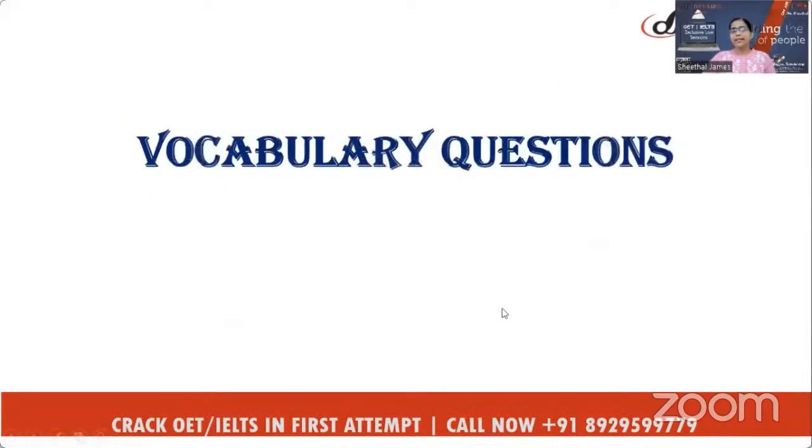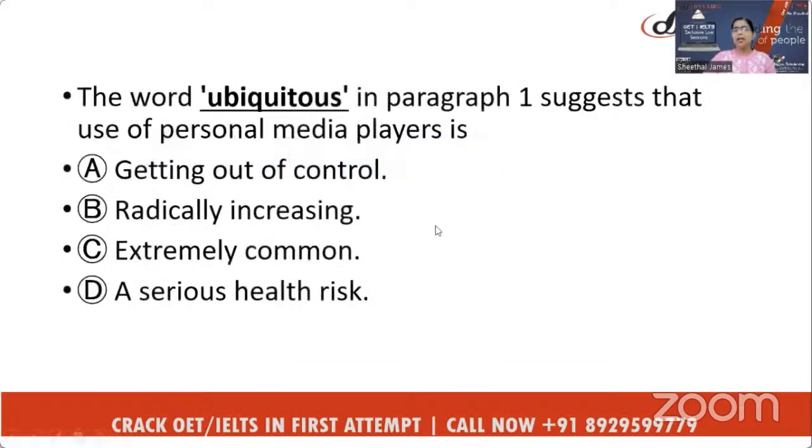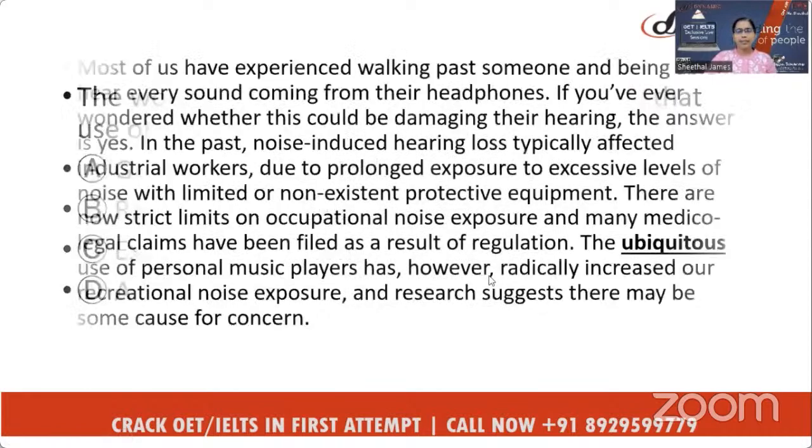Now, next is another type, that is the vocabulary question. Again, I'll show you another example for a vocabulary question. Here, the word ubiquitous in paragraph 1 suggests that use of personal media players is. So here again, we can go to the passage which includes the word ubiquitous.